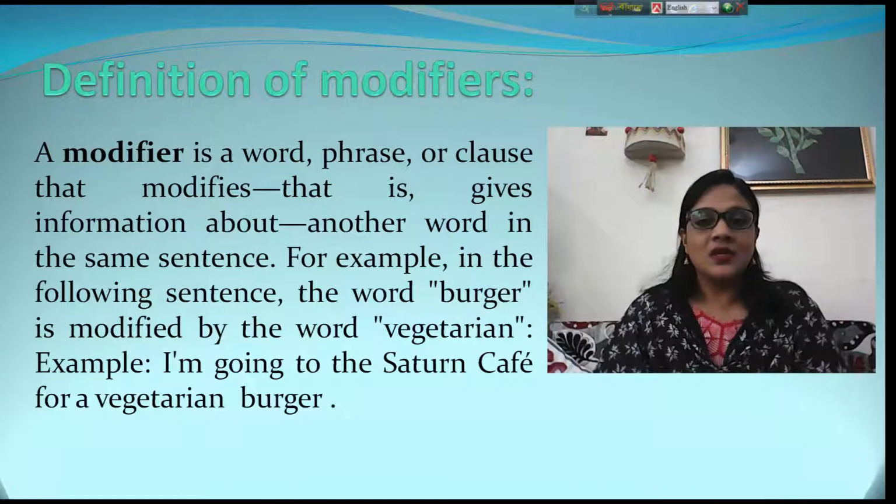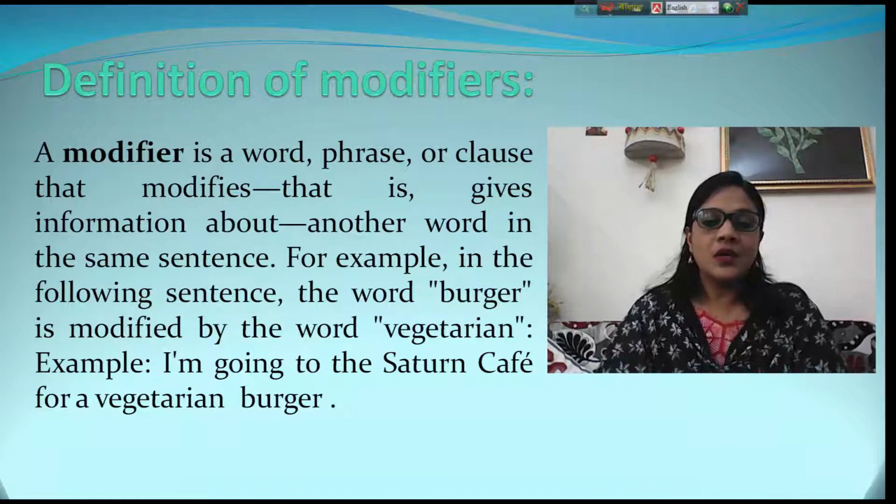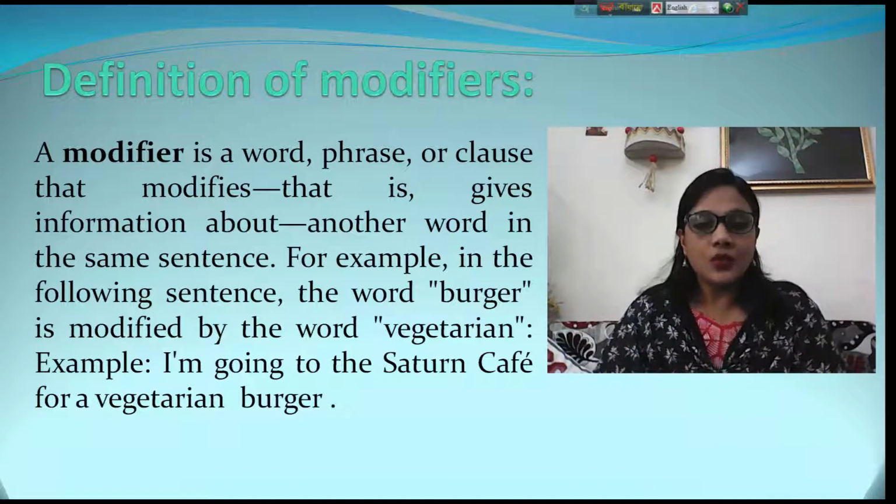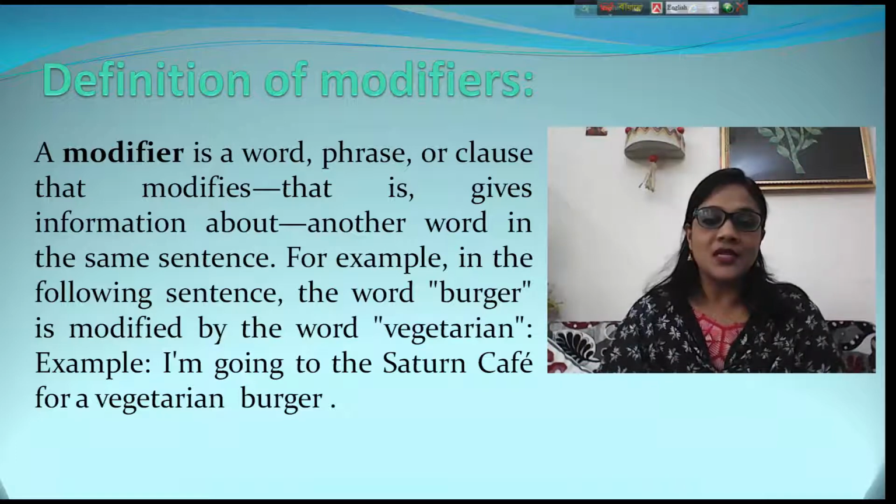For example, in the following sentence, the word burger is modified by the word vegetarian. The example is, I am going to Saturn Cafe for a vegetarian burger. My dear students, here burger is a noun, and before the noun, vegetarian modifies the noun. That is, it gives us extra information about that noun burger. That is, what type of burger it is: a vegetarian burger. And the modifier works in this way in a sentence.